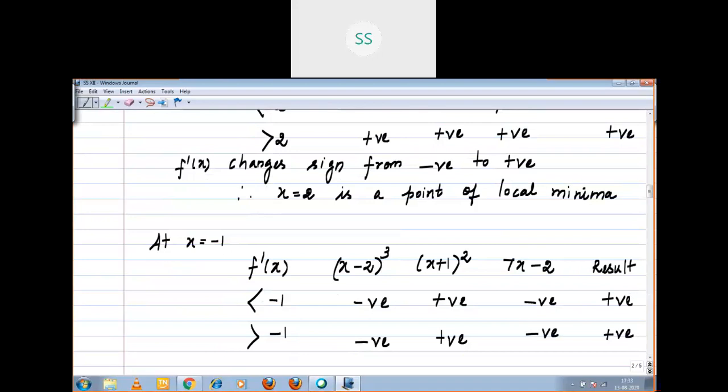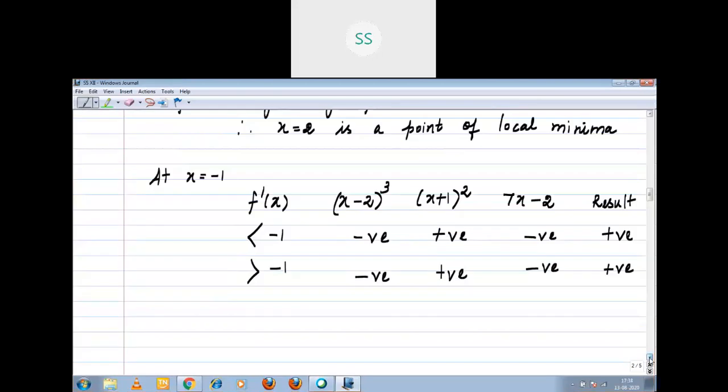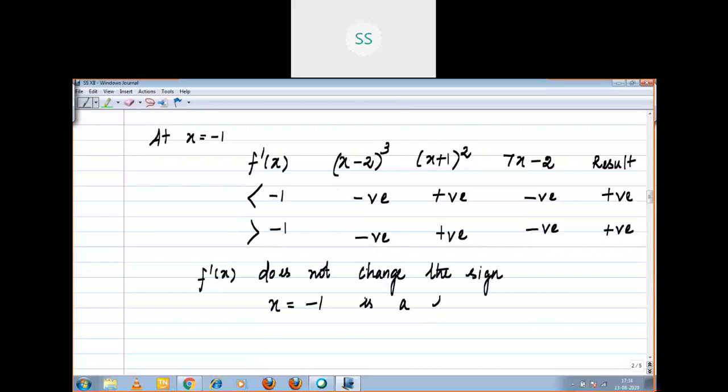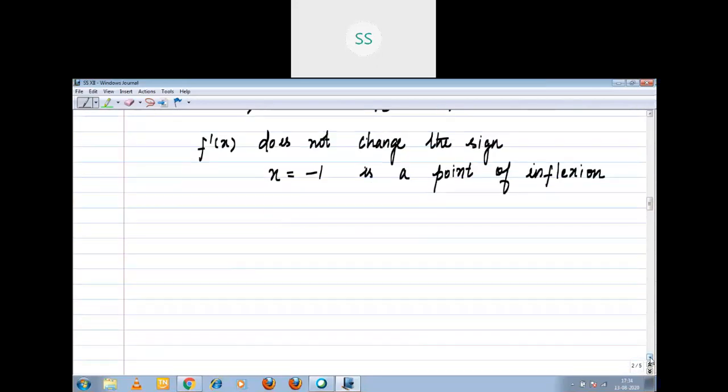See here the f dash of x does not change the sign. If it does not change the sign, what is that point? X is equal to minus 1. The x is equal to minus 1 is a point of inflection. Local minima we finished. Point of inflection we finished. One more thing is left. What is that? Local maxima, that we are going to do now.